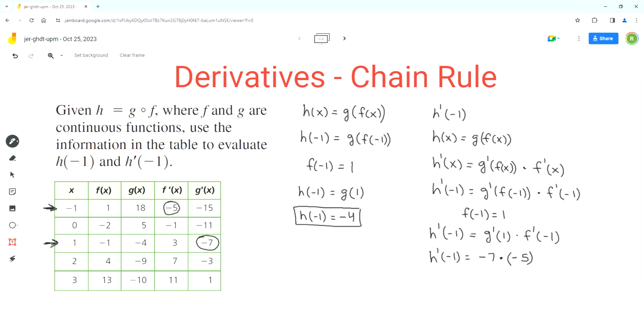Now we can just multiply these two numbers. So h prime at -1 is equal to positive 35. So this should be the final answer for h prime at -1. So these are the steps you have to keep in mind to solve a problem like this one. Since we are given a composite function h, we have to use the chain rule: the derivative of a composite function is the derivative of the outer function times the derivative of the inner function. And then we use the appropriate x values to find the values from this table.